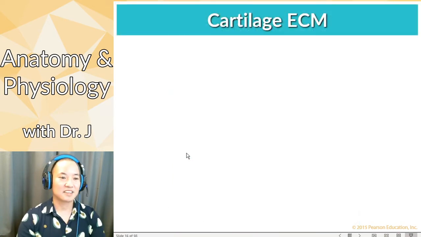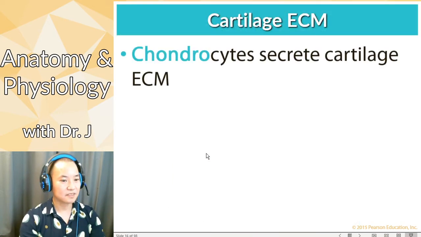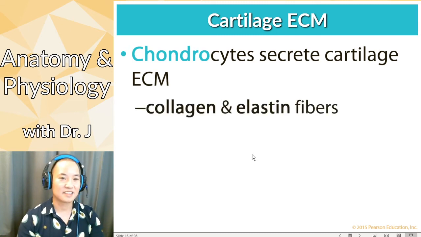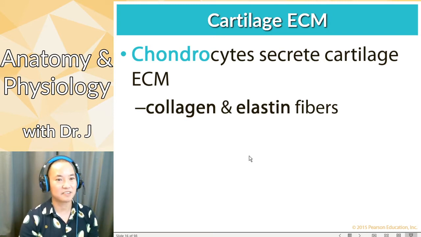So what's the cartilage extracellular matrix? So again, we know chondrocytes, they secrete it, but the thing is that they have both types of fibers, or actually like both categories of fibers. They have collagen fibers. Again, both are very strong. Collagen is a little stronger, but elastin is the one that's allowed to stretch and distort.